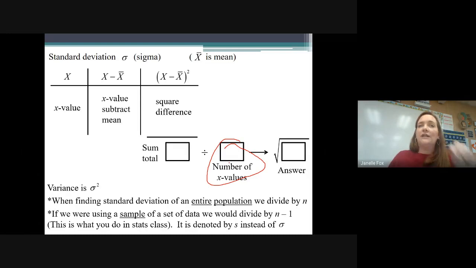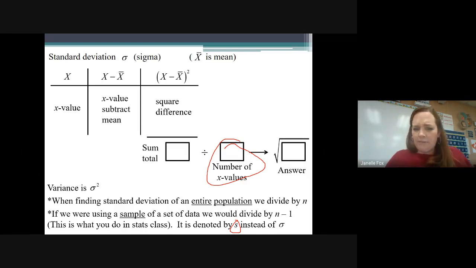Now, if you're going to do a sample set, which in real life is actually more applicable, and in stats class, if you go into stats class next, you will definitely not be using entire populations. You will always be using a sample set, okay? So if you're going to use a sample set, you divide by n minus 1. Say there was a sample set of 10 data points, then you would divide by 9, not 10. And then they don't call it sigma, they call it S instead. When you do your homework, I'm going to ask you to calculate both ways, one time with the S and one time with the sigma.